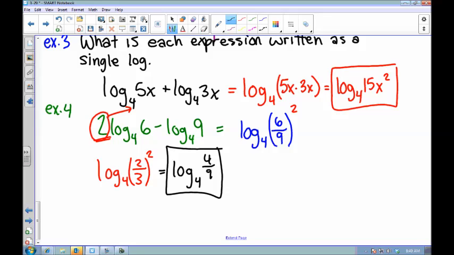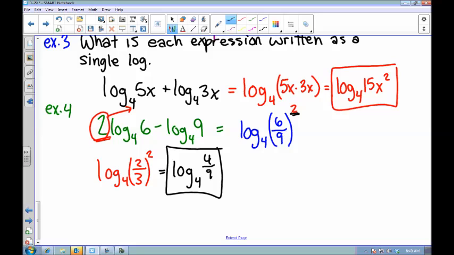Adam, you have a question? So where does 2 go? This big 2 right here, it became the exponent 2 right here. Oh, okay. So in single logs, it's the exponent. In expanded, it's pulled in front, multiplied. Yeah?